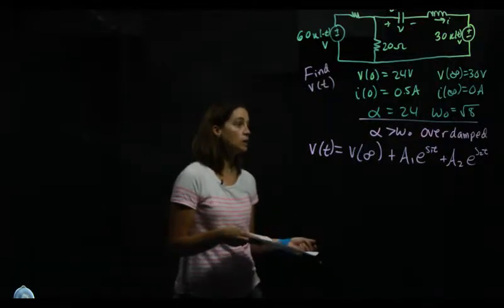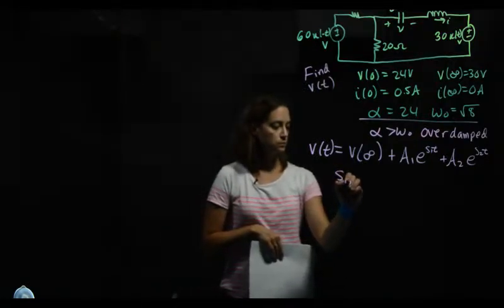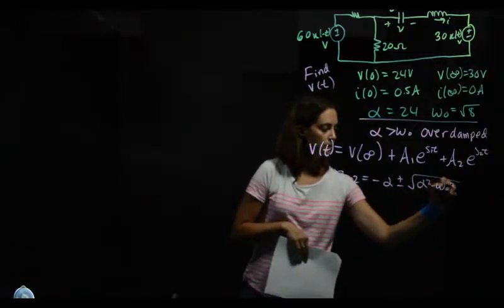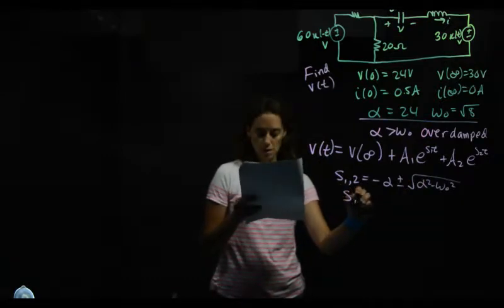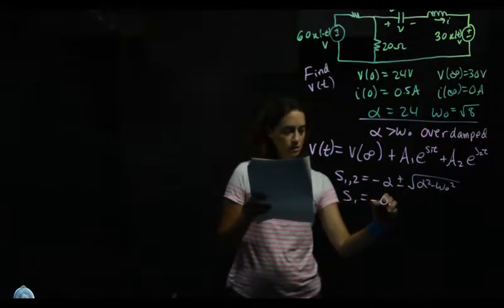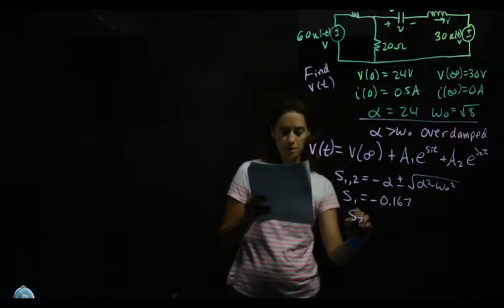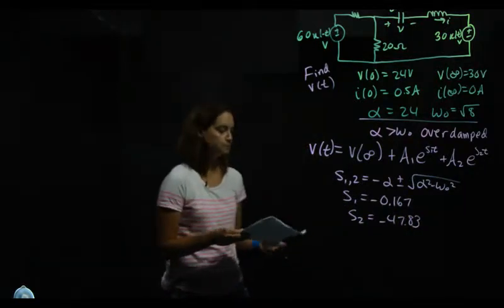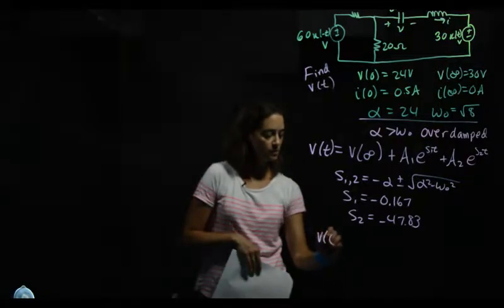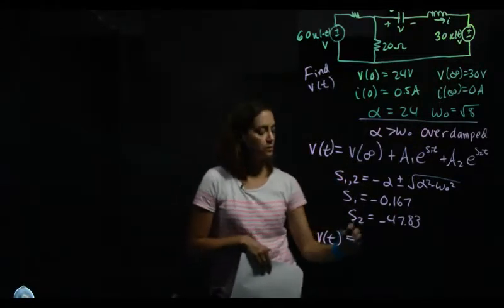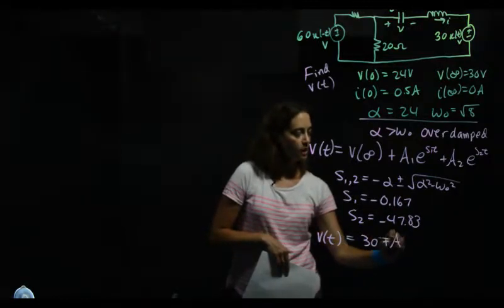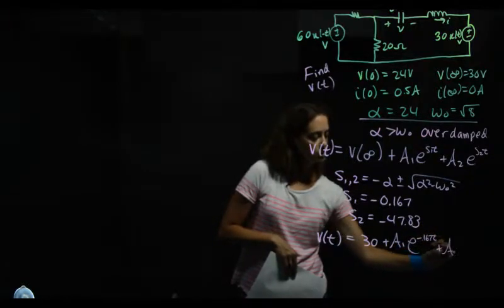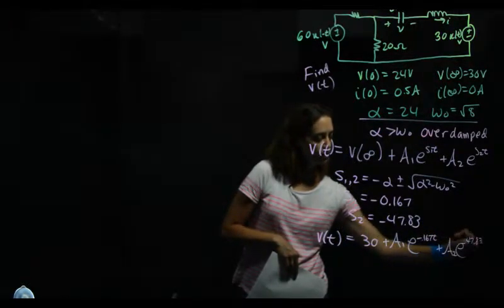Okay, what else do we need? For this one, we need S1 and S2. It's minus alpha plus or minus the square root of alpha squared minus omega naught squared. If we do that, we get S1 of minus 0.167 and an S2 of minus 47.83. Obviously I just did that with a calculator. So now our V of t is equal to our final V, which was 30, plus A1 e to the minus 0.167t, plus A2 e to the minus 47.83t.